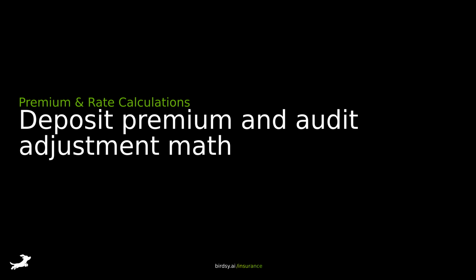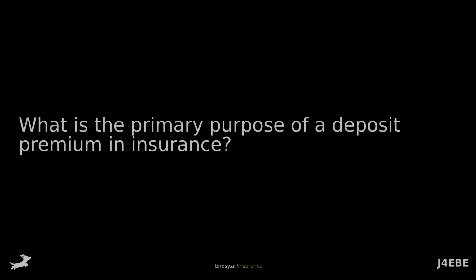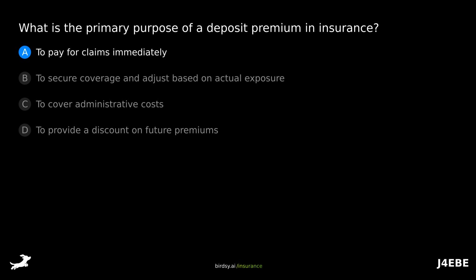Deposit premium and audit adjustment math. What is the primary purpose of a deposit premium in insurance? Is it A, to pay for claims immediately, B, to secure coverage and adjust based on actual exposure, C, to cover administrative costs, or D, to provide a discount on future premiums? The answer is B, to secure coverage and adjust based on actual exposure.